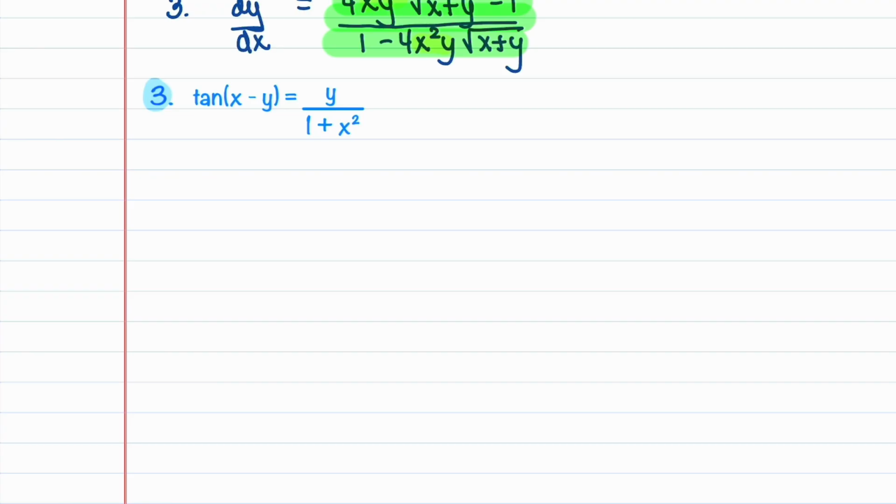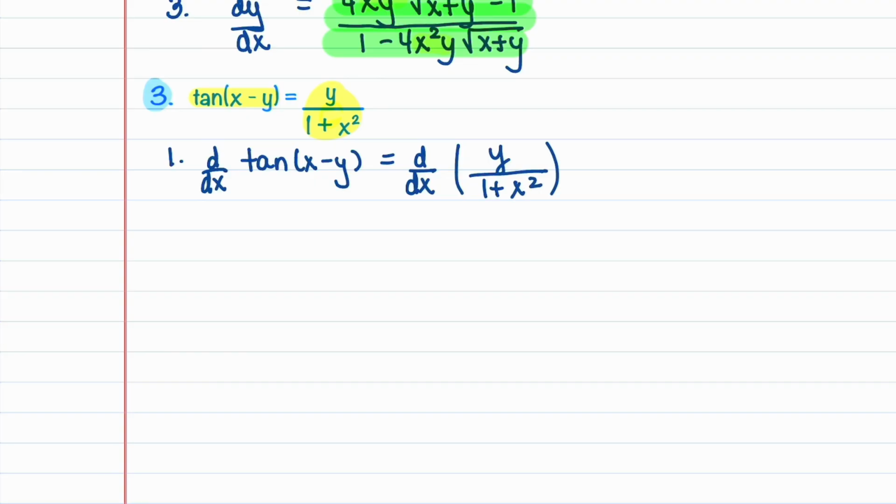Let's now look at our third example. This one has a trig function in it. In this example, we're going to be finding dy/dx for the equation tangent of x minus y is equal to y divided by 1 plus x squared. Let's start by taking the derivative with respect to x of both sides. d/dx of tangent of x minus y is equal to d/dx of y divided by 1 plus x squared.